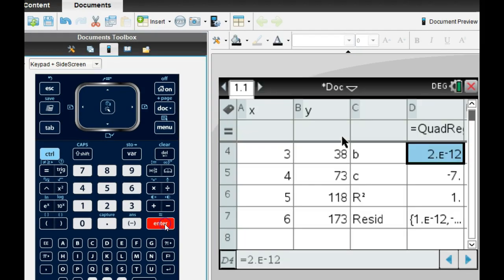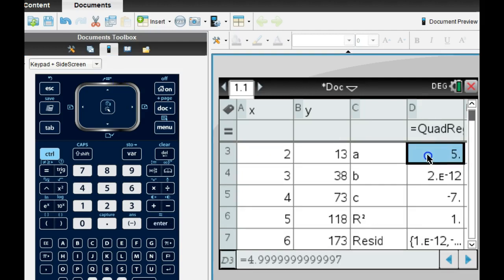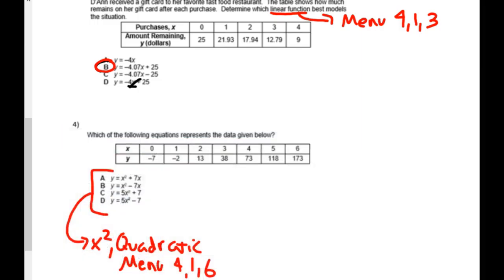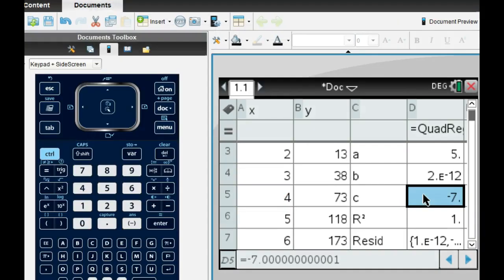y for y. Alright, now, go up. A is 5, B, that means 0, C is negative 7. So we'll have 5x squared minus 7. D. Okay. And notice on here, r squared is 1, so you know it's correct.